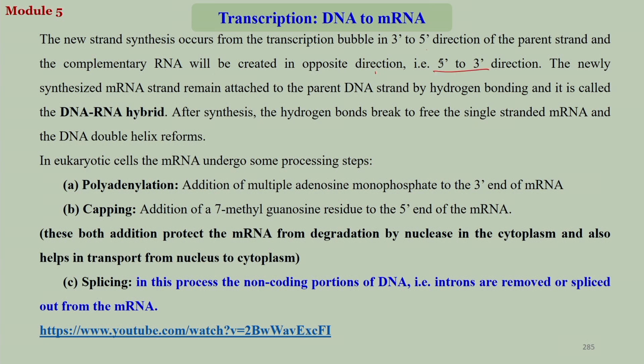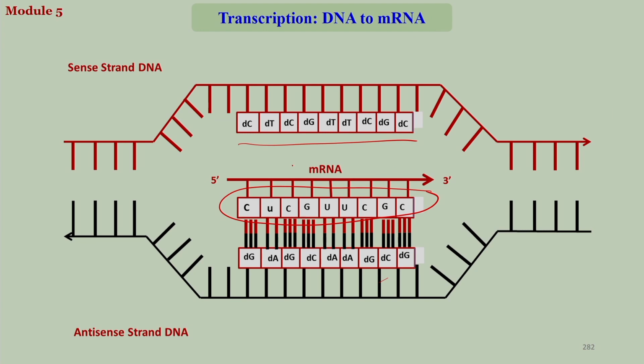That is what we have seen. The newly synthesized mRNA strand remains attached to the parent DNA strand by hydrogen bonding, and it is called the DNA-RNA hybrid. So, initially this mRNA with the DNA, when you synthesize, is basically a double strand with one RNA and one DNA. So, this is called the RNA-DNA hybrid.